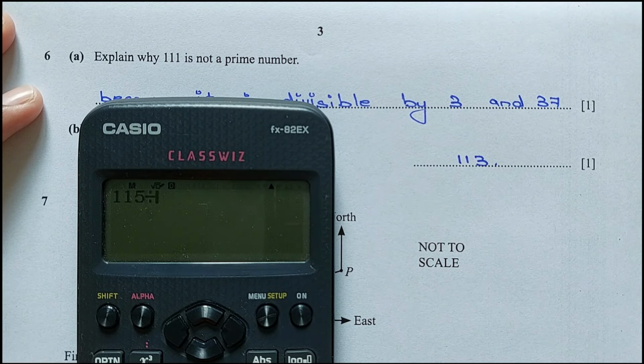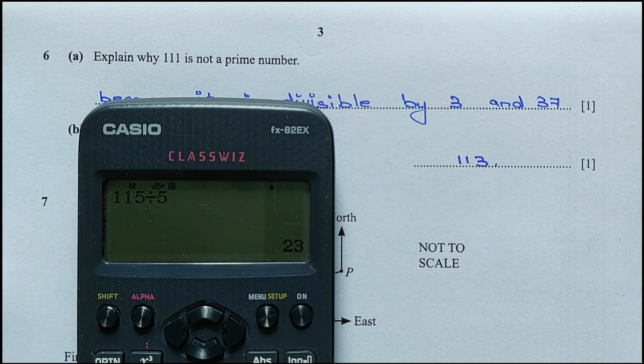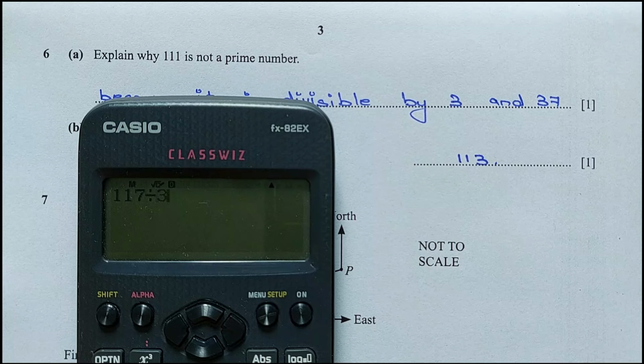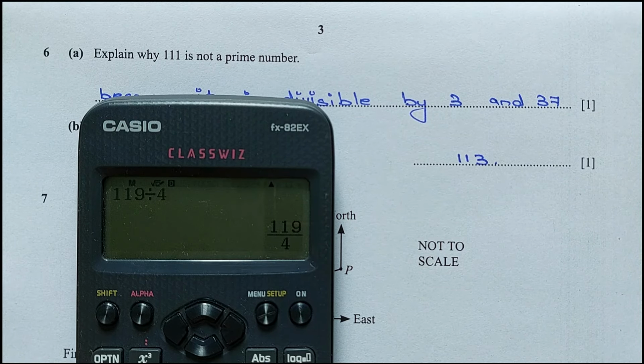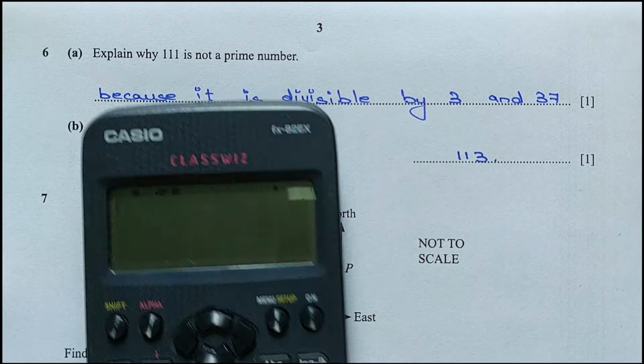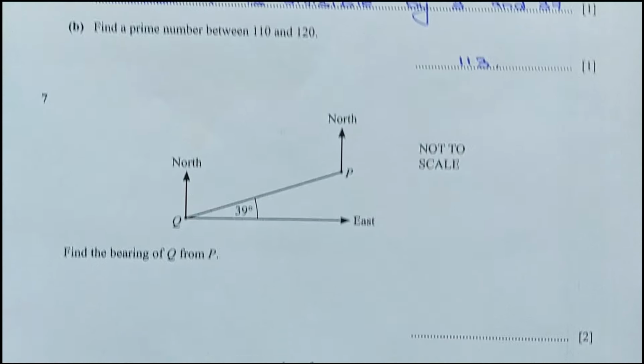4, 5, yes, it's divisible by 5. 116 is divisible by 2. 117, let me check, it is divisible by 3. 118 by 2 and 119 is by 3. No, 119 by 4, 119 by 5, 119 by 6, 119 by 7, it is divisible by 7. Yes, the only prime number between 110 and 120 is 113.